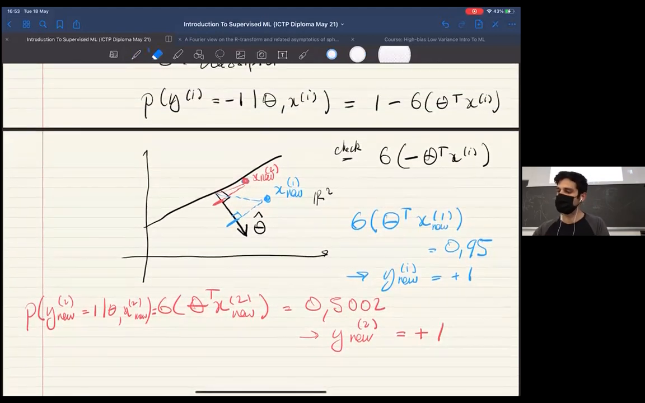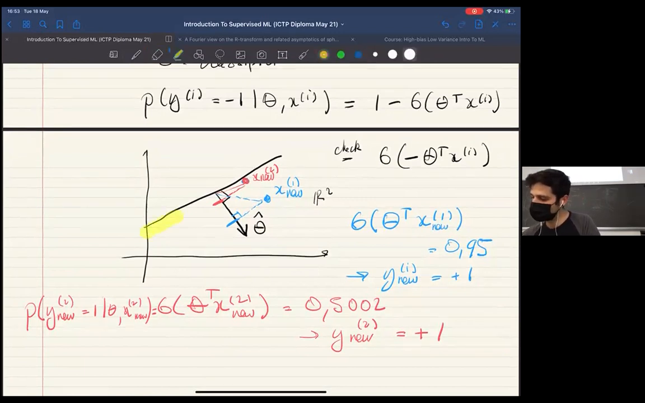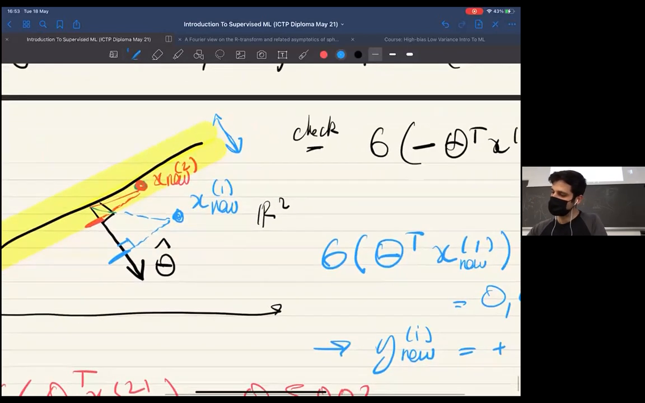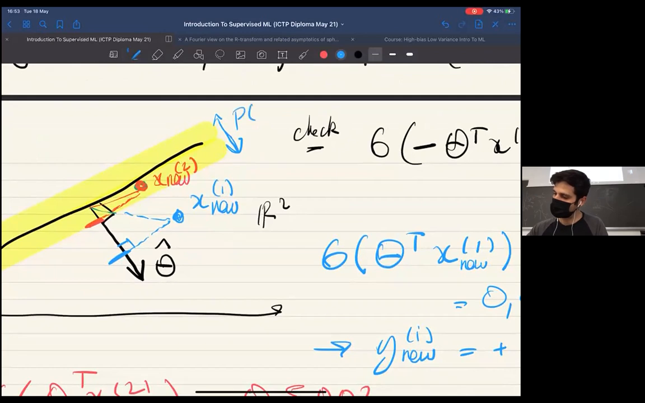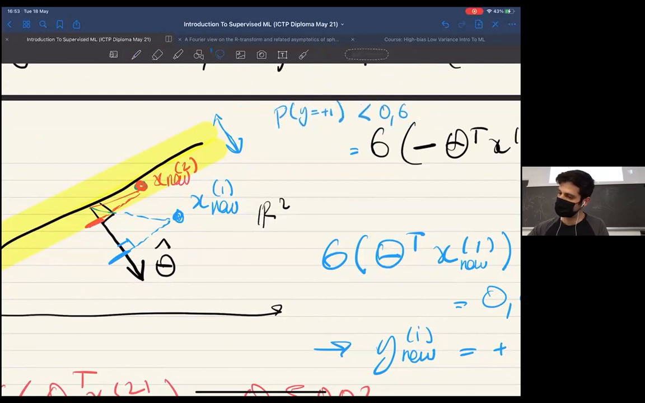I'm saying that here, all the points that are in a strip around the decision boundary, all the points that belong to this strip, they would have a probability of being +1 which would be less than 0.6 and at the same time greater than 0.4.